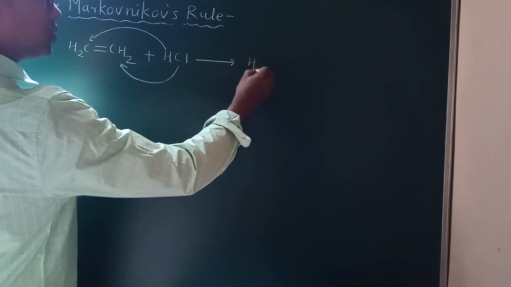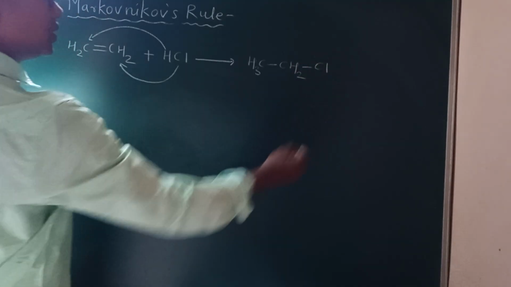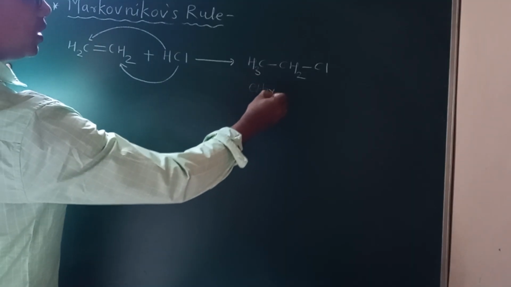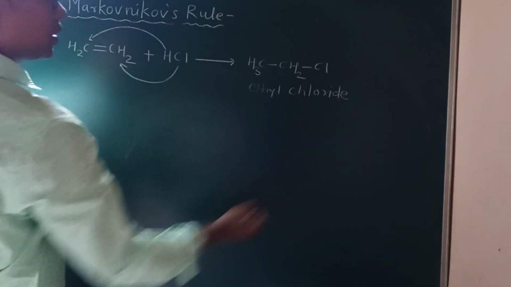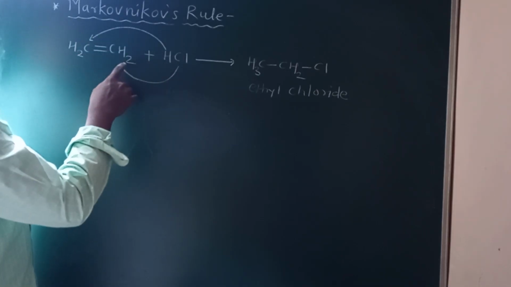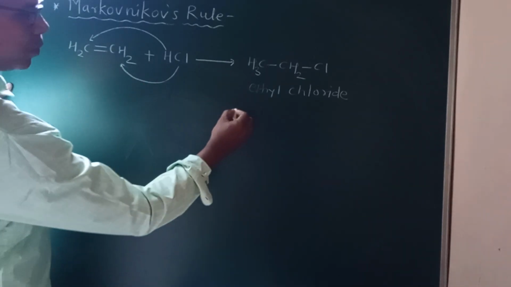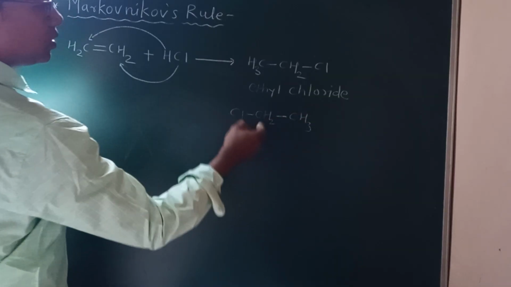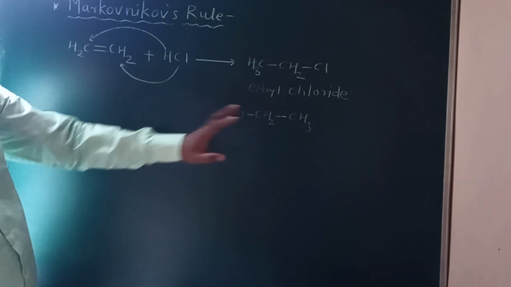So we'll get CH3, then CH2, and this CH2 is now having a Cl atom. Okay, so what is this? It is ethyl chloride, also called chloroethane. Now if instead of adding this H on this carbon, I add this H over here so that Cl goes on this carbon, then again I will get the same product. I will get a product like this: Cl, then CH2, and then this carbon will become CH3. Now they are not different, they are the same. It is also ethyl chloride or chloroethane, right?